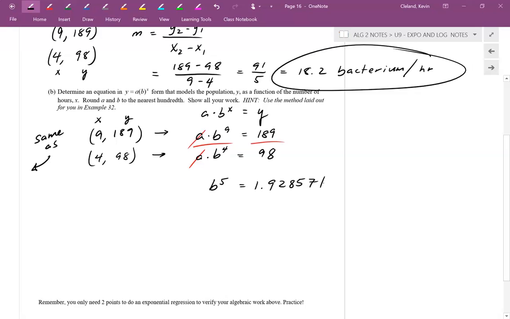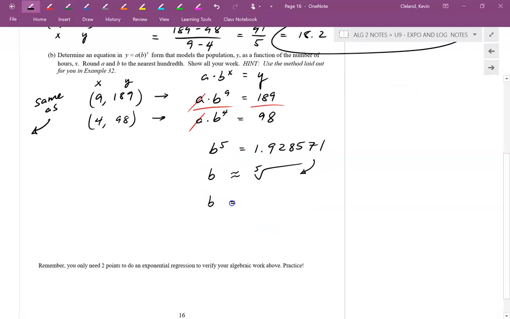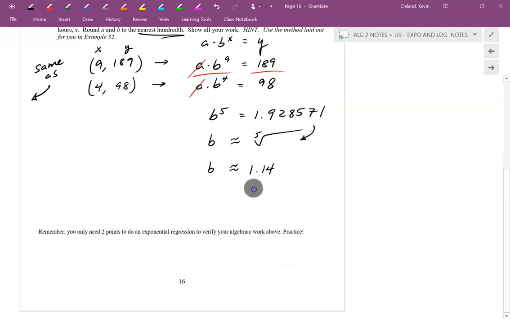1.92851. Yep, that's a mess, but real life is messy. Get used to it. Just kidding, this sucks, hang in there. But that means that b is the fifth root of this 1.928571 number. So then b is 1.14 approximately again. Just noting they asked us to round to the nearest hundredth.